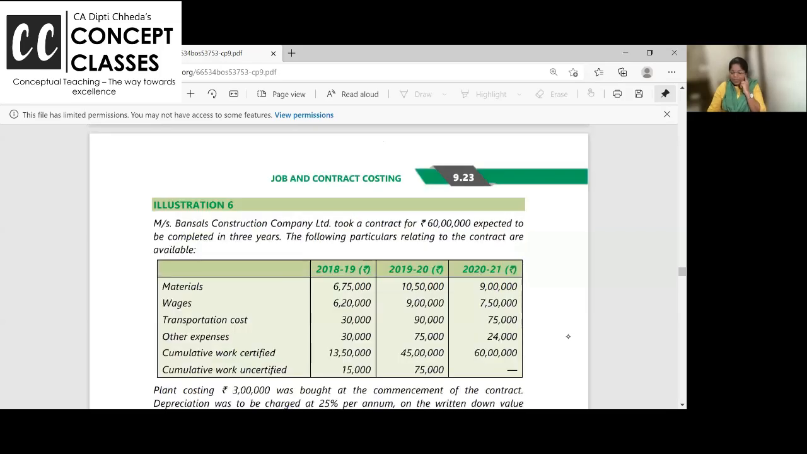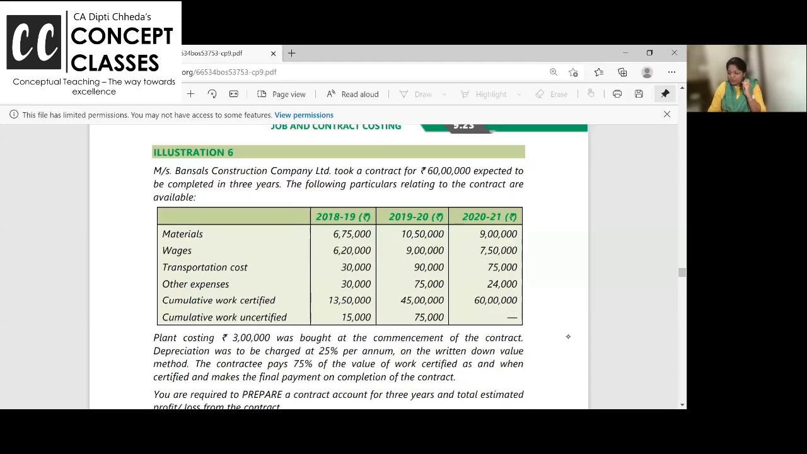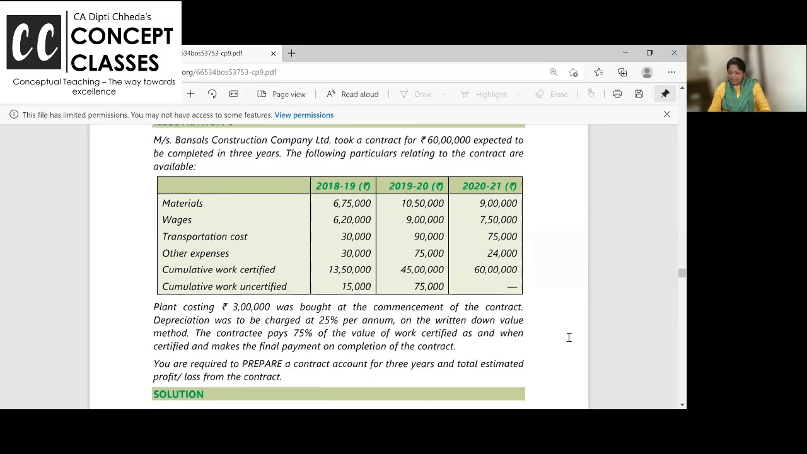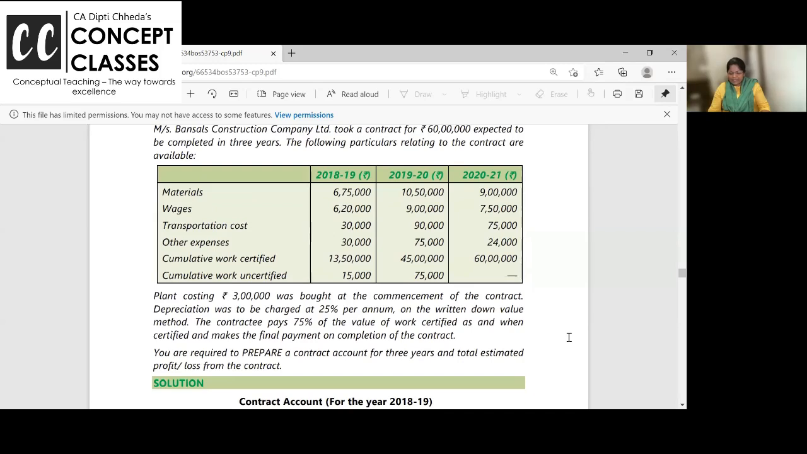And I said I will share with all of you the 6th problem. So here I go. This is ICI's material 6th problem. I told you, you solve it in the notebook as assignment or homework for today. Bansal Construction Company took a contract of 60 lakhs and other details are 18, 19, 19, 20, all routine. But see, this is 1350. Next time it is 45 next time.